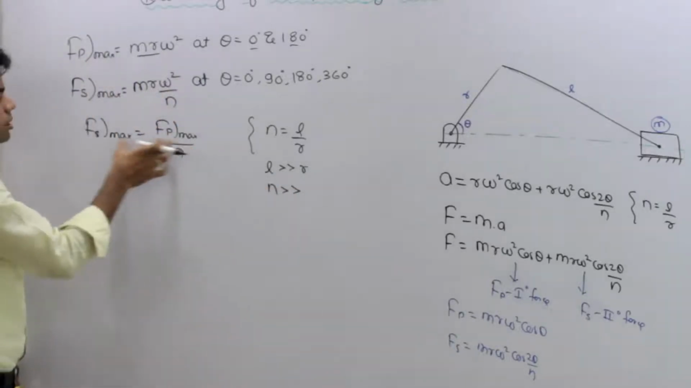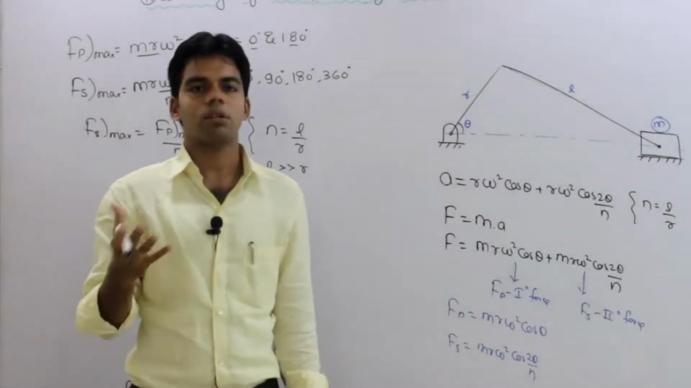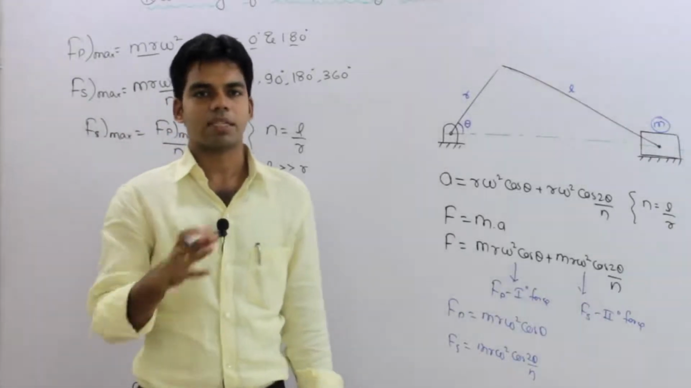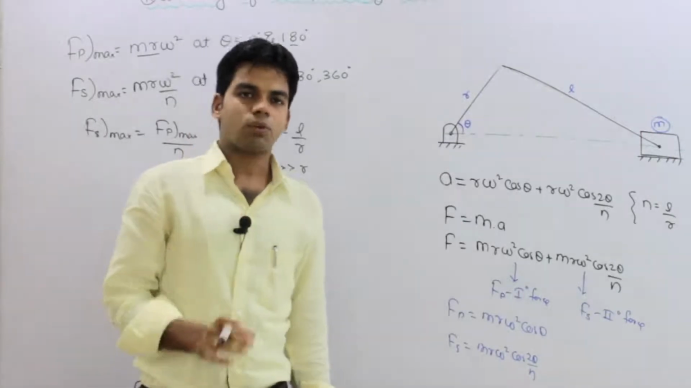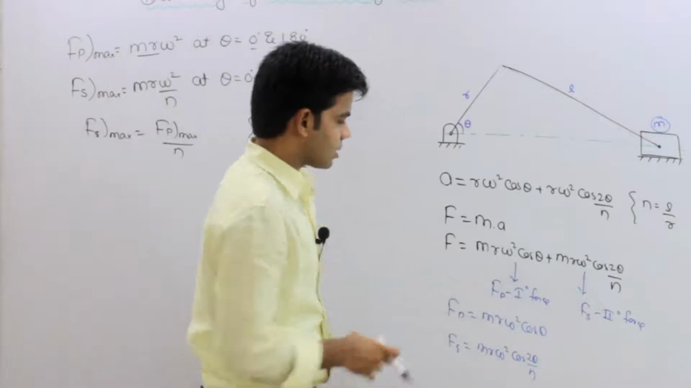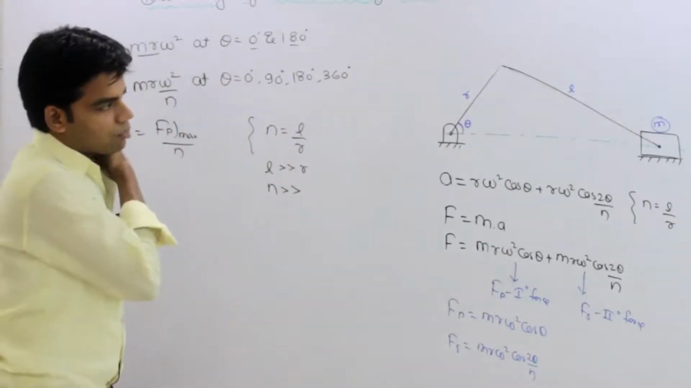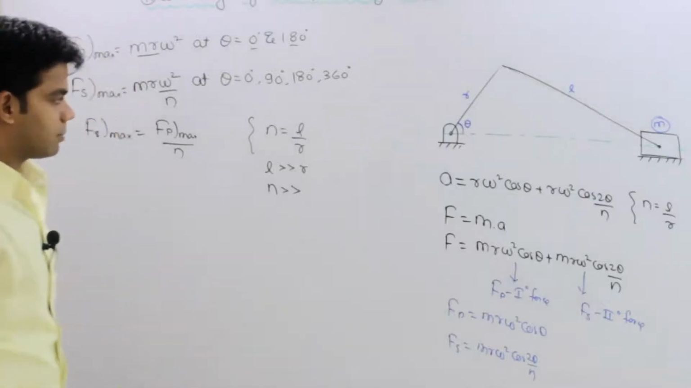The value of this secondary force is very small compared to the primary force, and in most cases it can be neglected. So basically we have to balance the primary force only. First we will balance this particular force, the primary force. Now how to balance the primary force of the slider, that we will see.